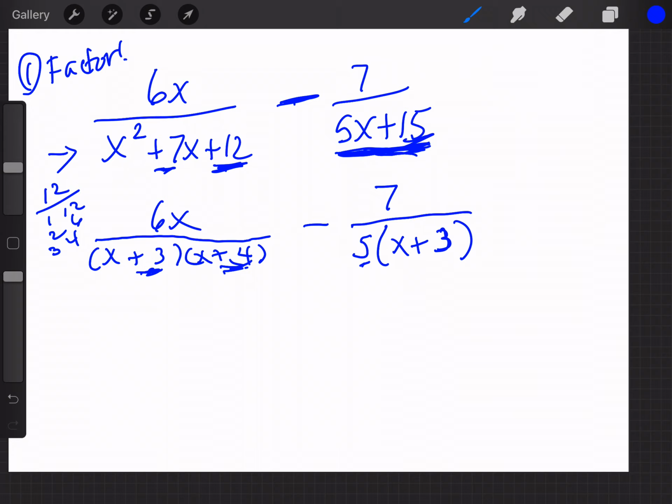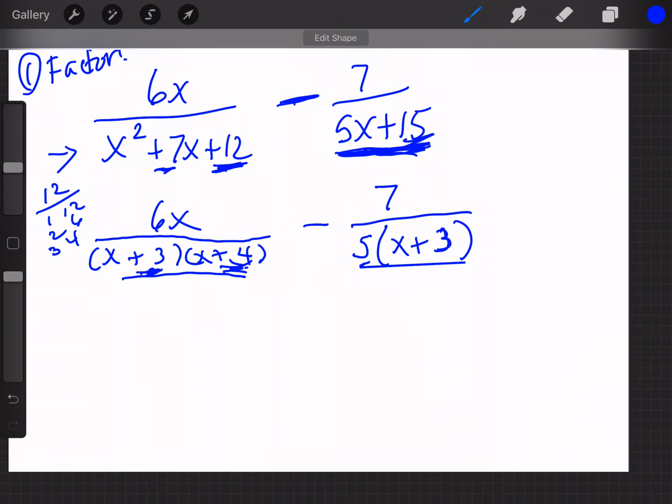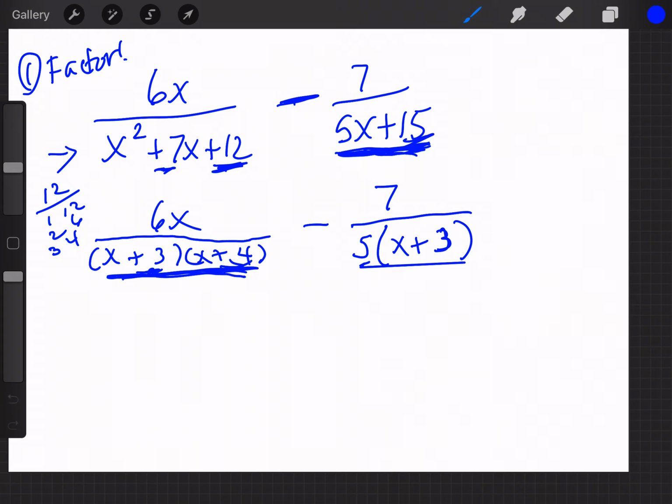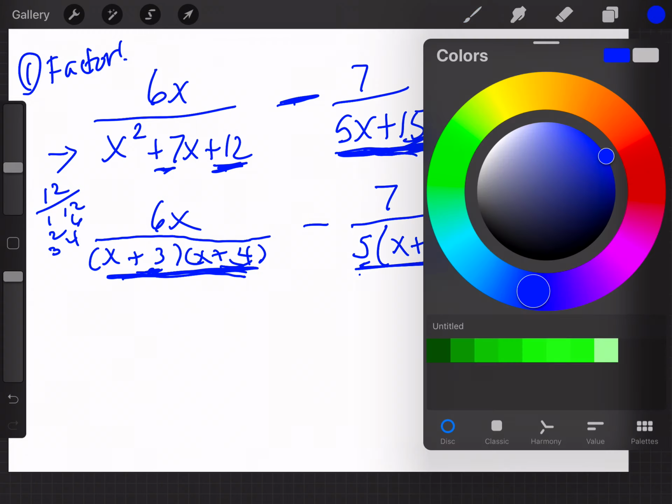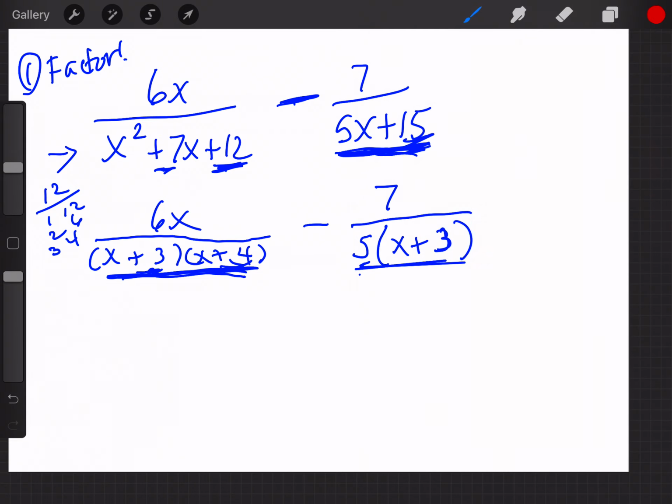Now the second step is we need to make all these denominators the same. So let's look here and compare them. What does this one not have that this one has? Good, the 5. So I'm going to stick a 5 here, which means I'm going to stick a 5 here. Remember, whatever you put on the bottom, you got to put on the top.